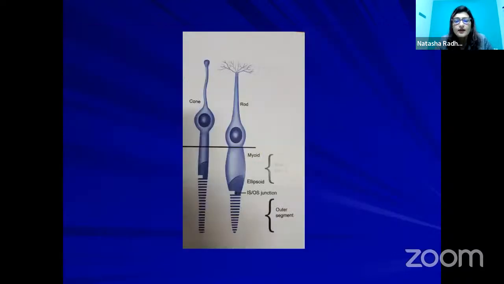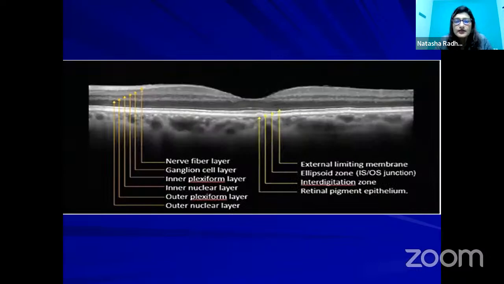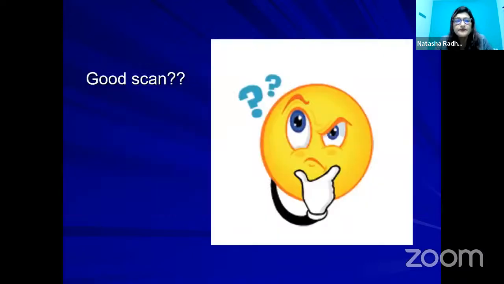Now, let me draw your attention to the rods and cones. And here, lower down, you can see something called the outer segment, inner segment junction. This one is also seen as a line in the OCT, which is of particular interest to us retinal surgeons. We'll see how that looks in the scan. So here you have the interdigitation zone, and just above that the ellipsoid zone or the ISOS junction, that comes just below the external limiting membrane.